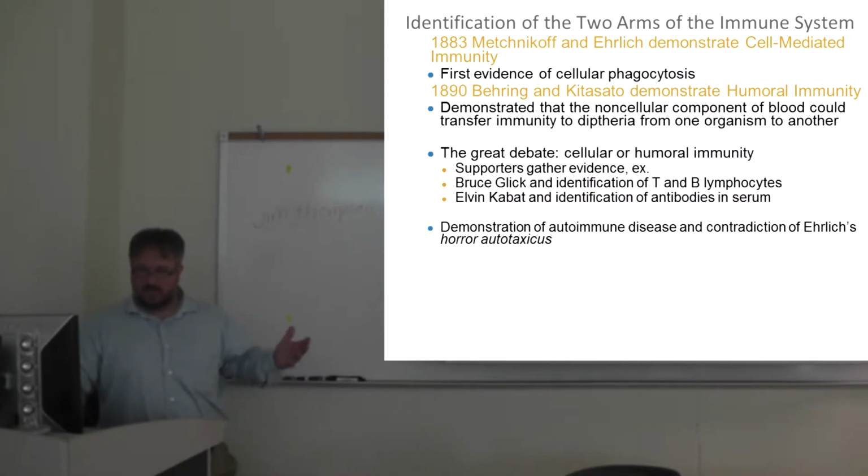Within just the past 100, 200 years, we have learned about the immune system. So, in 1883, Paul Ehrlich and Metchnikoff demonstrated cell-mediated immunity. In the microscope, they were able to observe these white blood cells engulfing things, these phagocytic cells.